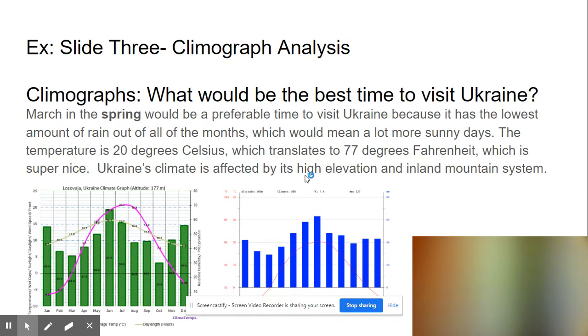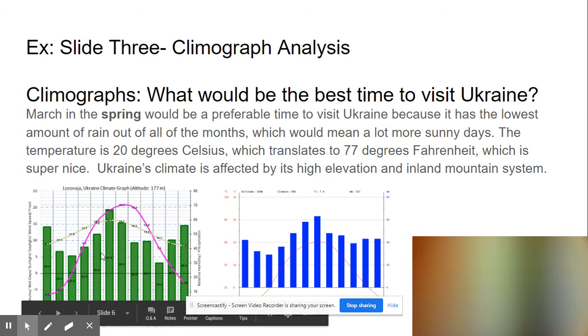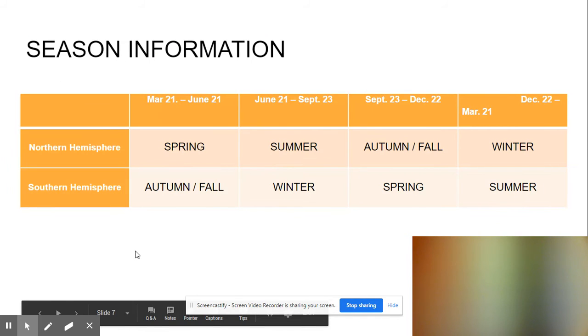Slide 3. This is tied into our lecture yesterday. You are going to do a climate analysis of that country. So you need 2 different climagraphs for 2 different cities. She has, I don't even know how to say this, Lozovaja, and then I can't because this is back behind here. I can't see what this one is.